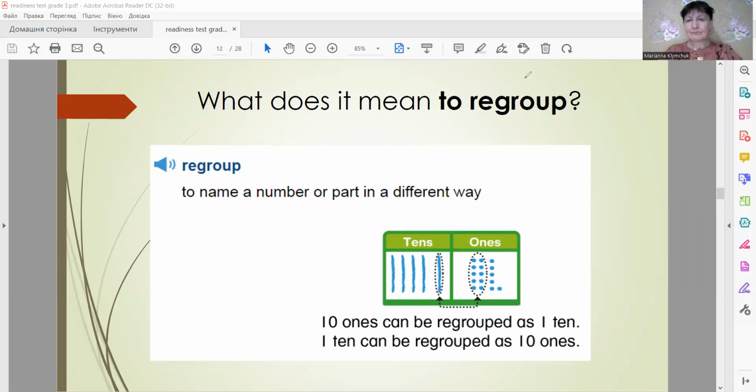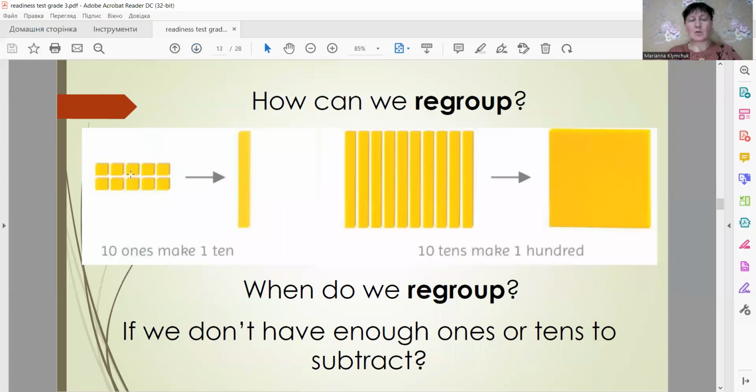In the next picture, you also may review how we regroup. The 10 ones go to 1 ten. 10 tens, we can regroup to 100 and vice versa, okay? So when do we regroup? If we don't have enough tens or ones to subtract, then we start regrouping.